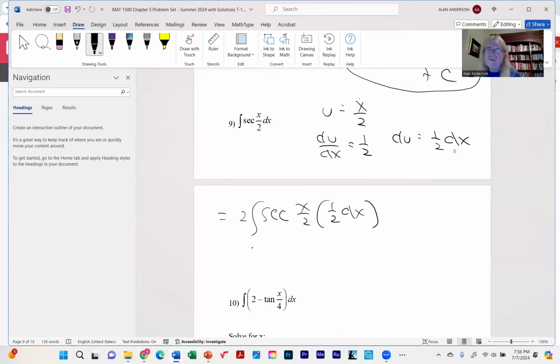So you notice I haven't changed anything. I multiply by 2, I multiply by 1/2. And so what I end up here with is 2 secant u du.